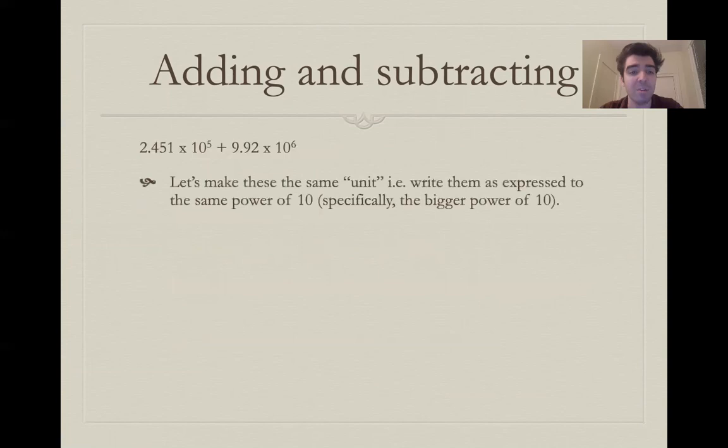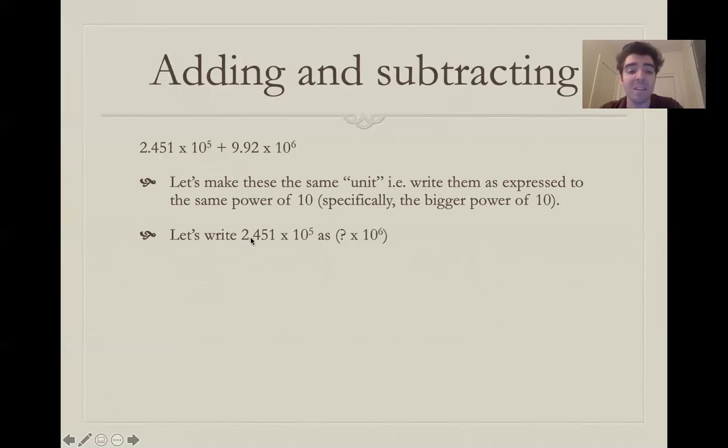So let's talk about how to do this. We're going to try to convert the 10 to the fifth to be 10 to the sixth. We want these to have the same power of 10, and we're going to make the one with the smaller exponent match the one with the bigger exponent. So we want to rewrite the first number to have a 10 to the sixth power. I need the 10 to the fifth to become 10 to the sixth. That is, I need the exponent to go up by 1.